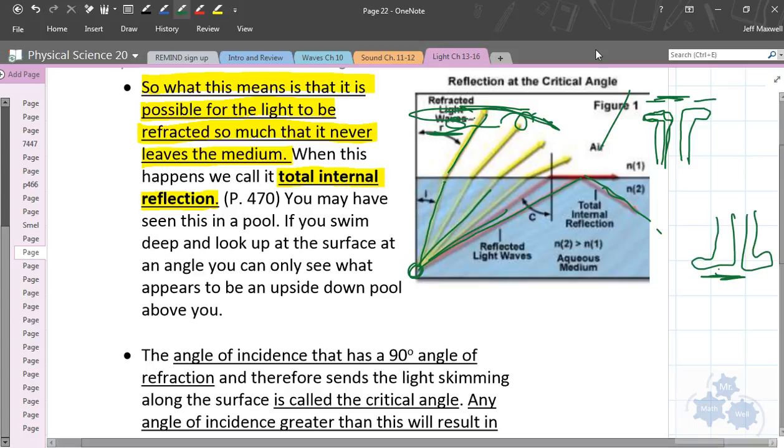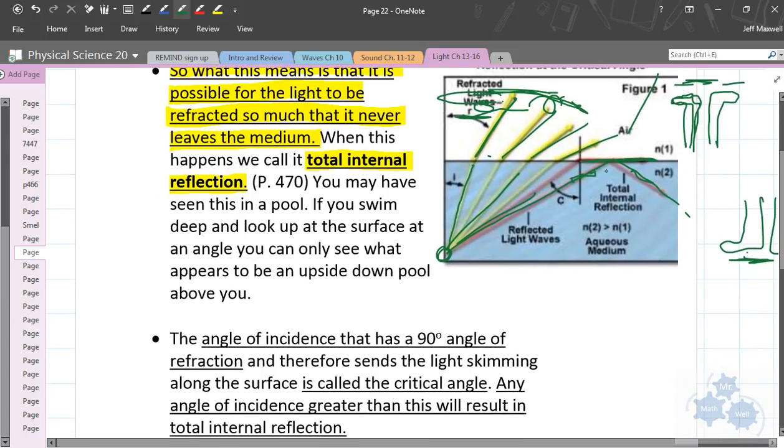Something like that. So what's happening is that this light ray, you see these light rays, how they are being refracted, they're being bent away from the normal? Well, there comes a point where the light ray would be refracted right along the border of the medium. And then anything beyond that, that light is not going to escape, and instead it's going to bounce off and reflect.